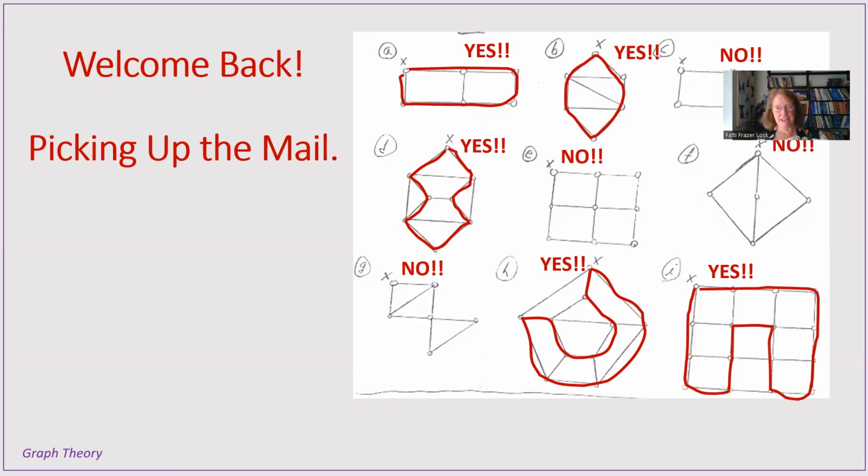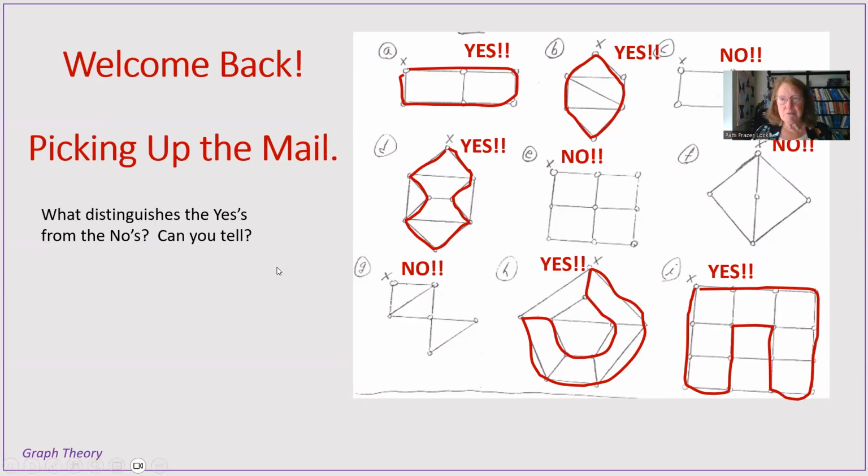So again, raise your hand. There's one way, there's multiple ways. Raise your hand if you got all the yeses and nos correctly. Notice the E and I are kind of the same kind of grid graph, but one's yes and one's no. And again, the question is, what is the distinguishing thing, right? What is there about these graphs that makes some of them possible, some of them not possible?